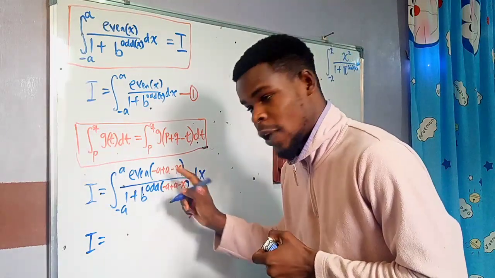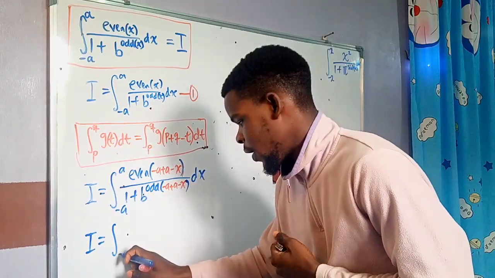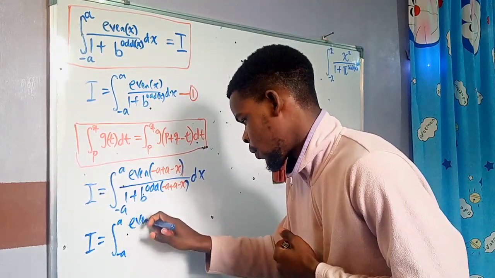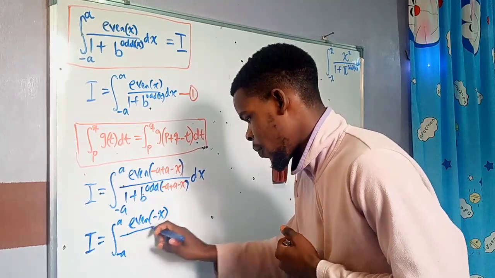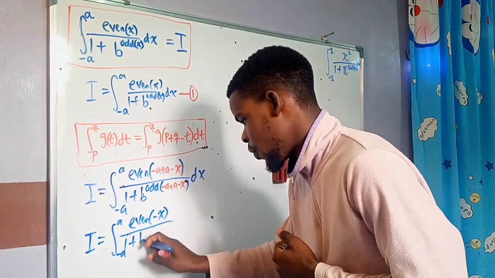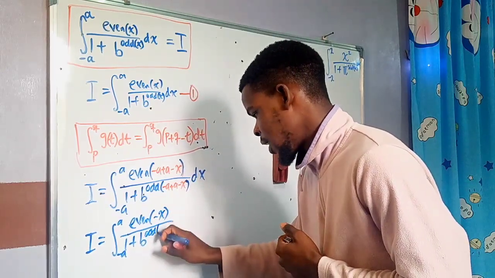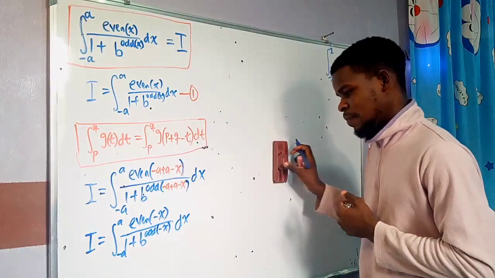Okay, so negative a plus a will give us 0. That will be the integral from negative a to a of the even function of, since it gives us 0, we just have negative x as the input, divided by 1 plus b raised to the power of the odd function, right, of still negative x as the input. And we can put the dx over here.